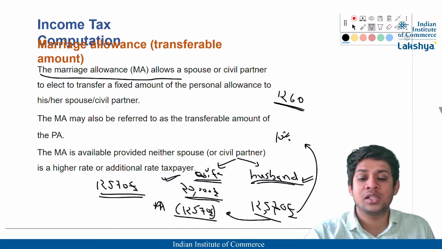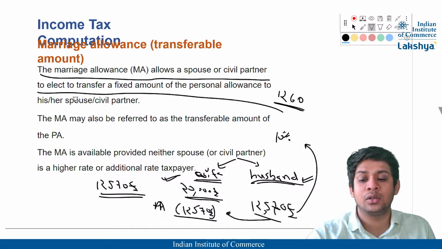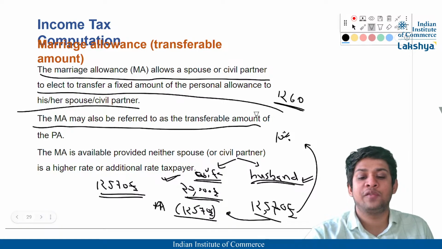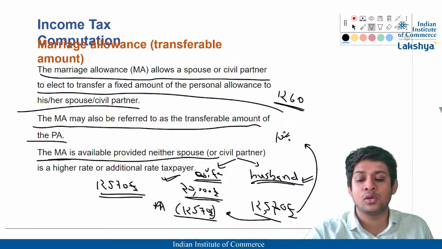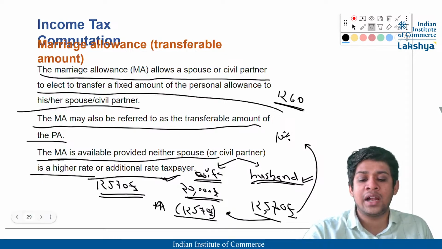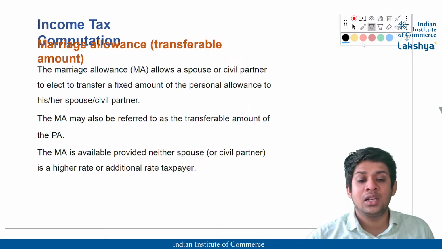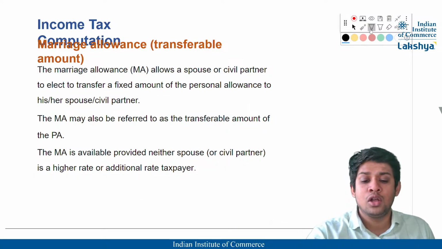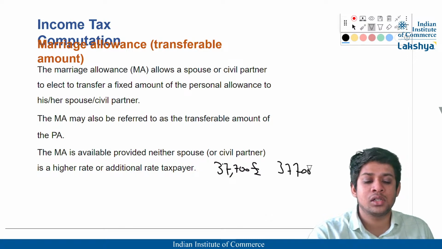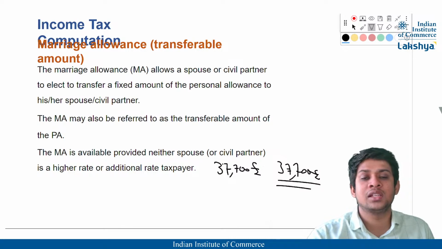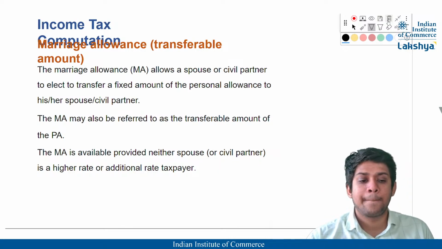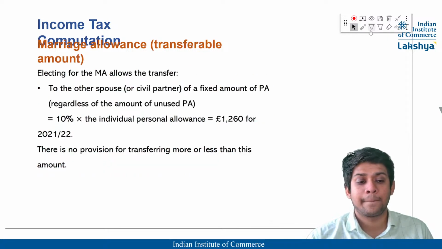Okay. The marriage allowance allows a spouse or the civil partner to elect to transfer it. The marriage allowance may also be referred to as a transferable amount. The marriage allowance is available provided neither spouse or civil partner is a higher or additional rate taxpayer. That means neither the spouse or the civil partner should have an income in excess of 37,700 pounds. Both of them, their income should be lower than 37,700 pounds. Then and only then this can be possible. Okay. And this income that is there, it should be after deduction of the personal allowance.